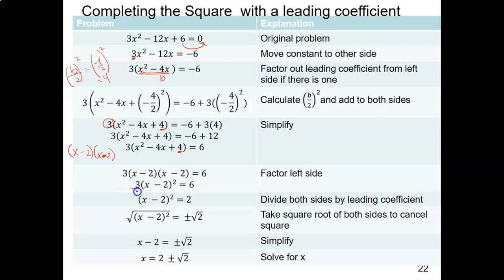We'll divide both sides by the 3 to get rid of that, and we get x minus 2 squared equals 2. Take the square root like we're used to doing, and the square and the square root cancel. Then you're going to move this negative 2 over so that you have 2 plus or minus the square root of 2. Okay, don't feel overwhelmed at this point because we are going to do a couple more examples.